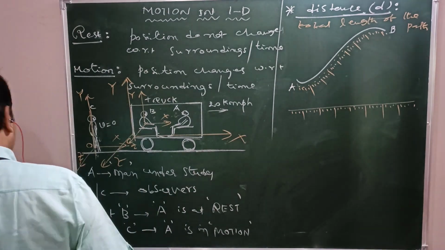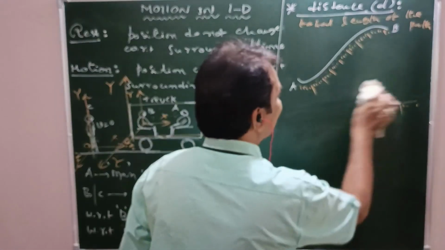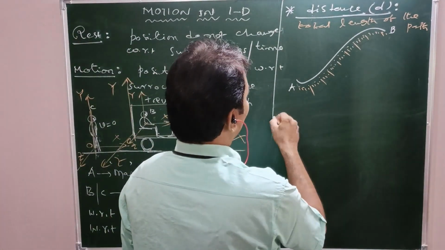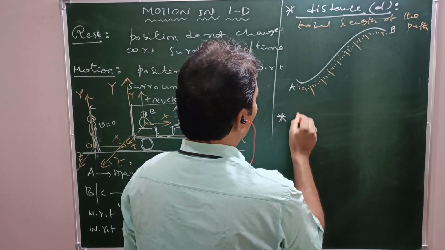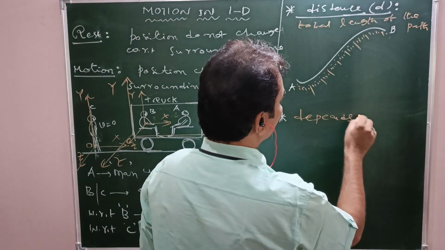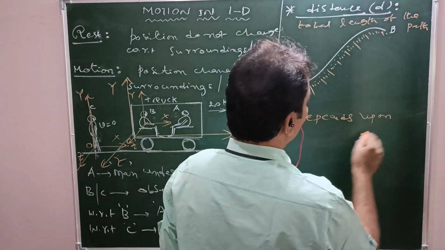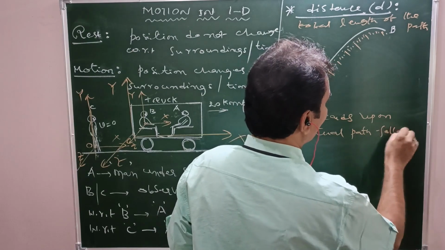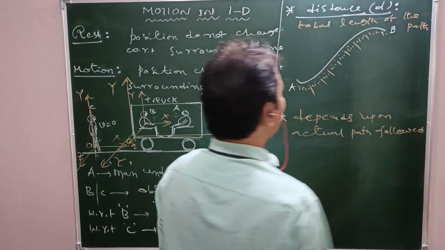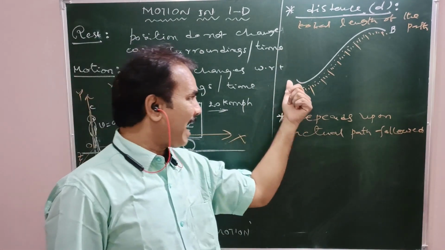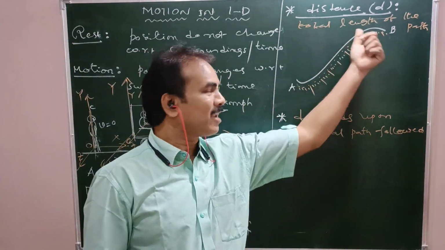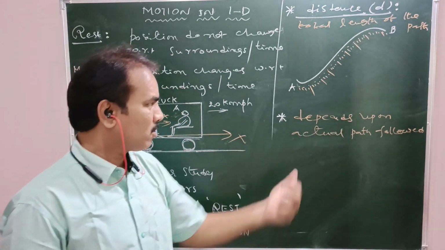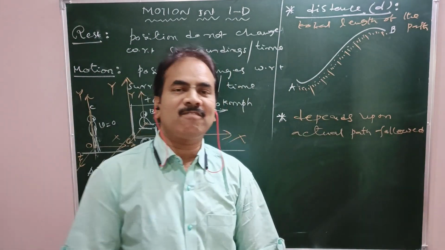Here distance depends upon the actual path followed. Whatever turnings there are in its path, we have to include every turning while calculating distance. So distance depends upon the actual path followed by the particle.